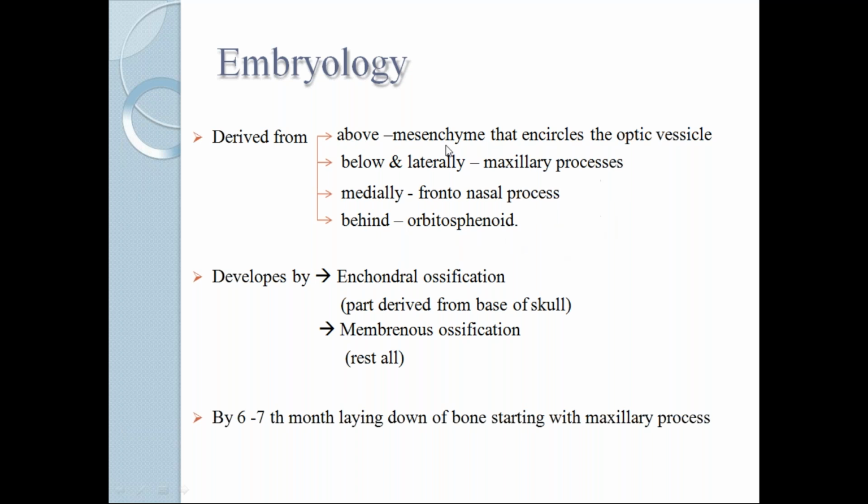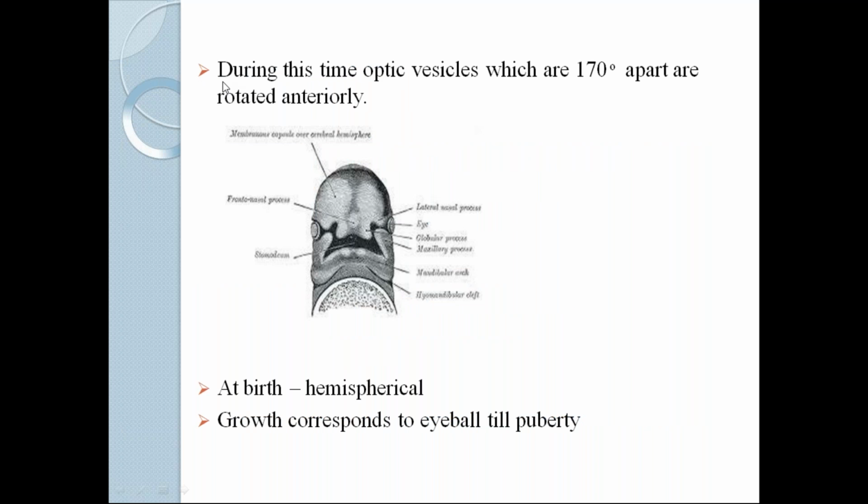Behind, it is from the orbitosphenoid process. It develops from endochondral ossification, which is a part of the base of the skull, and membranous ossification is by the rest of the bones. By the 6th to 7th month, laying down of bones starts with the maxillary process. Here you can see the lateral nasal process, this is the frontonasal process, this will be the mandibular, and this is the hypomandibular. This picture is a little bit hazy.